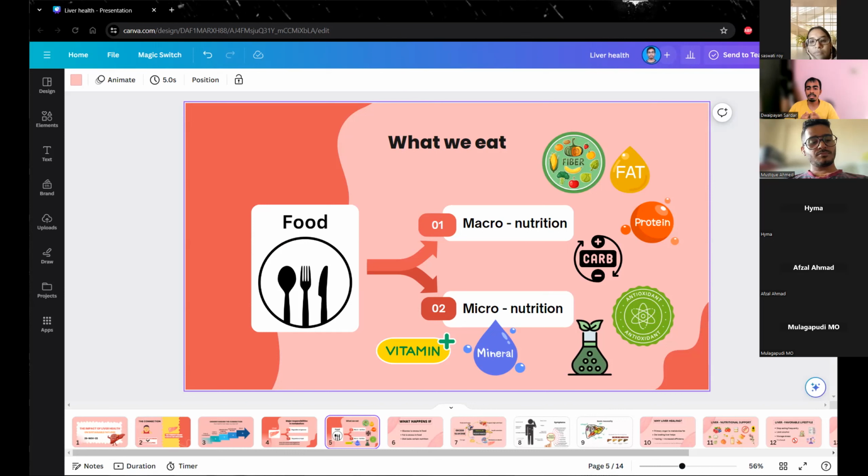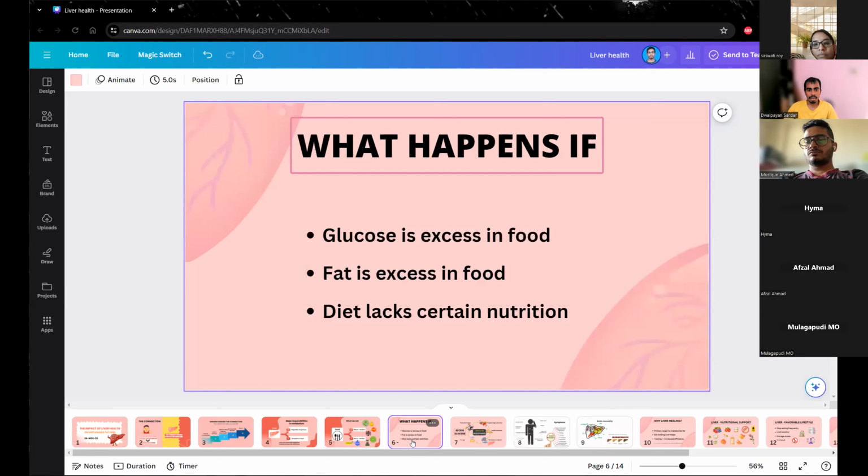Now, for metabolizing all this, it needs liver support first. And also, the liver as an internal organ will need a lot of micronutrition so that it can work efficiently. So if I ask you, what will happen if your food contains a lot of glucose, or let's say a lot of fruits, or if it is very high in fat, or it lacks certain types of nutrition? Let's say you are having only rice and dal, nothing else. So it lacks certain nutrition in terms of vitamins, phytonutrition, minerals, right? So from where will the liver get this, and what will happen?